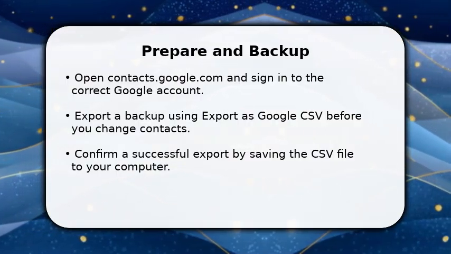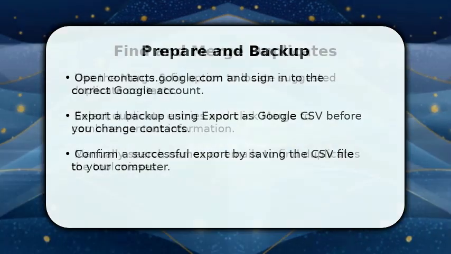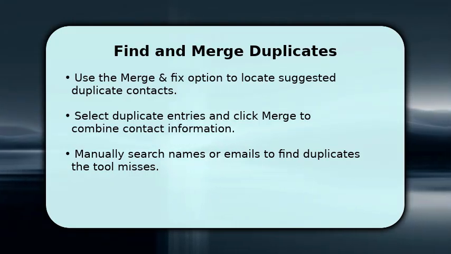Click the left menu and choose Merge and Fix to find suggested duplicates. Review each suggestion and check phone numbers and email addresses before you merge. Select duplicates you trust and click Merge to combine information into a single contact.